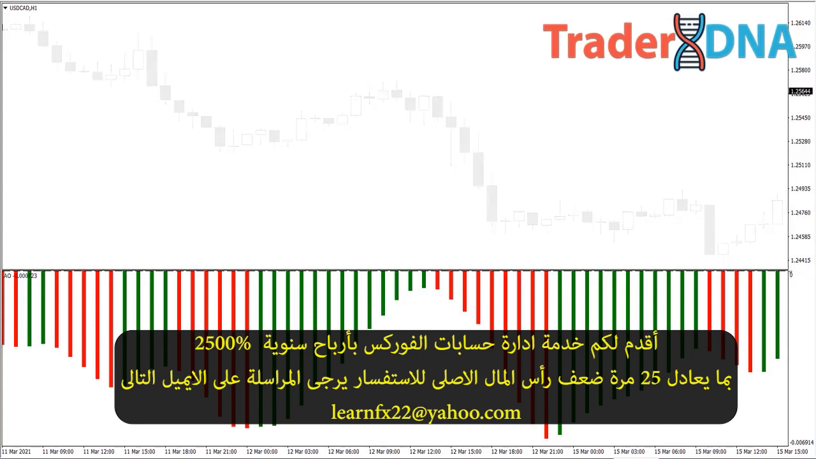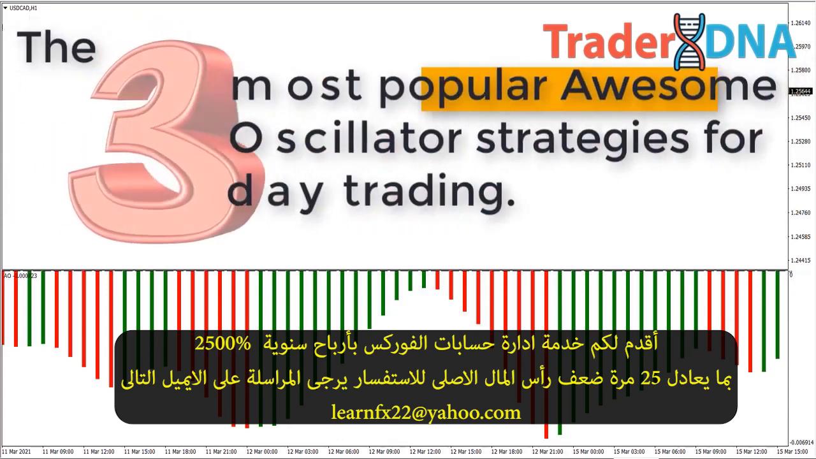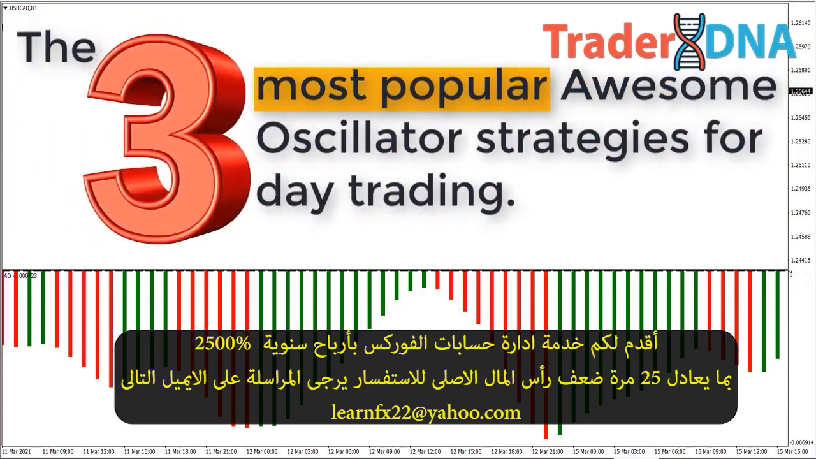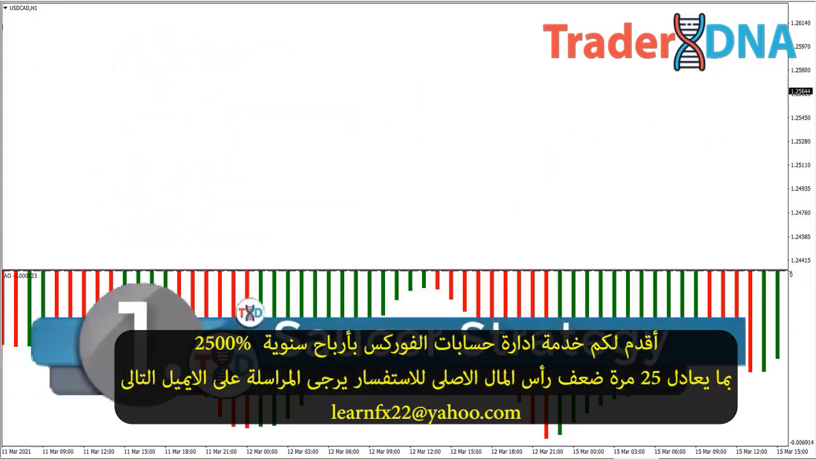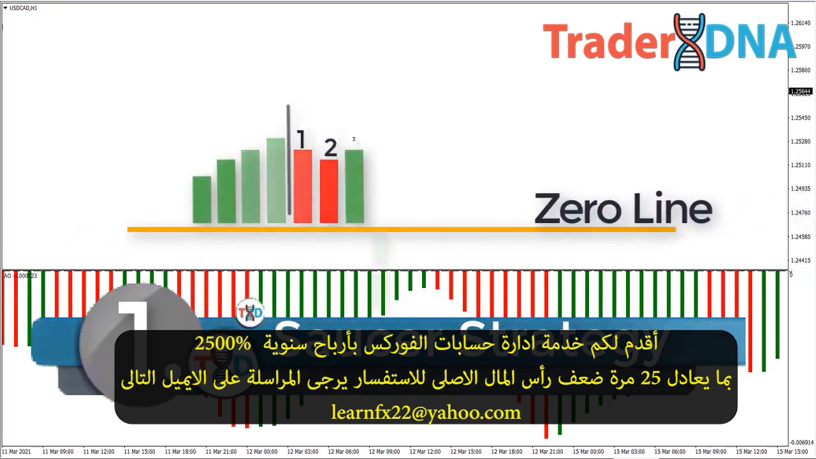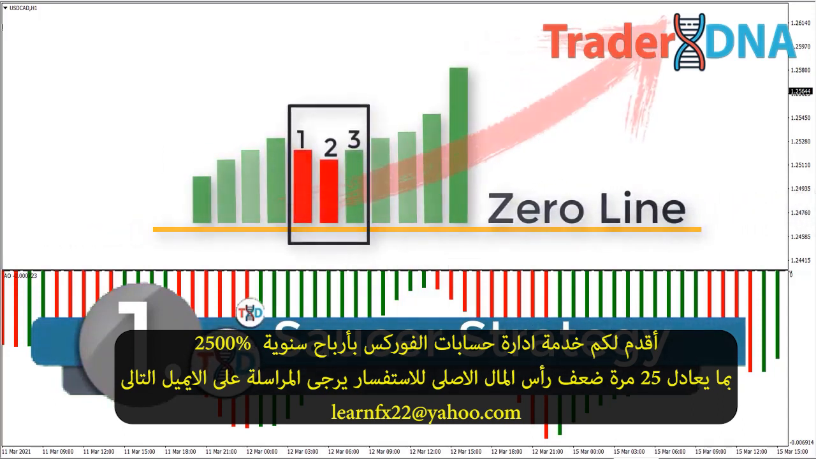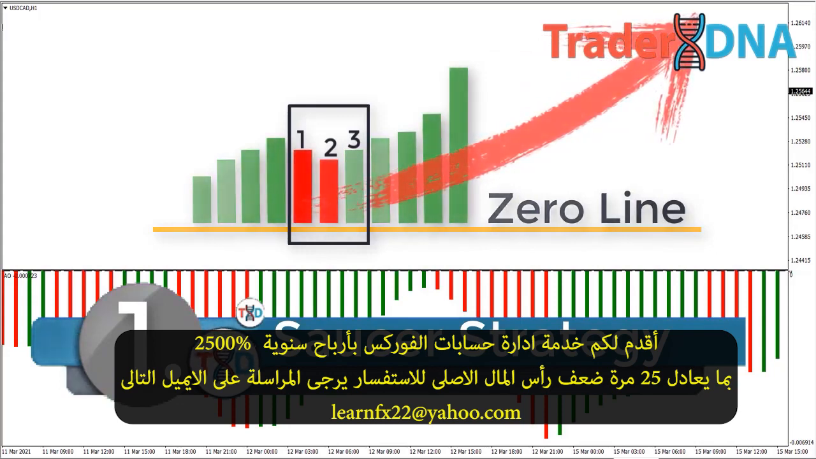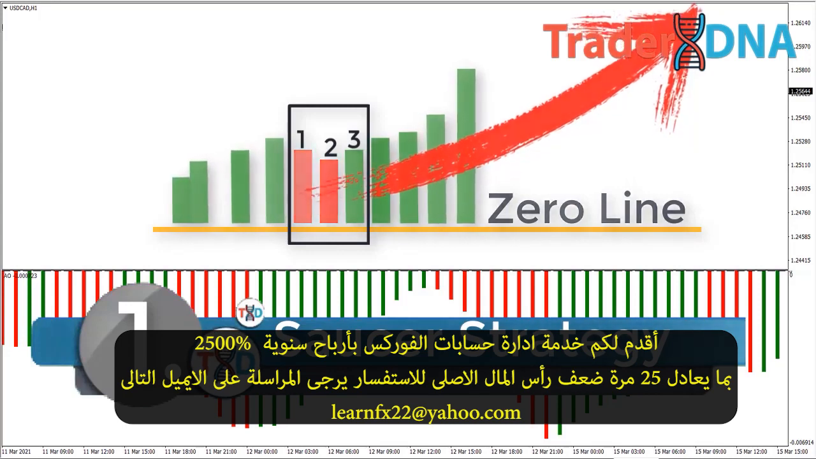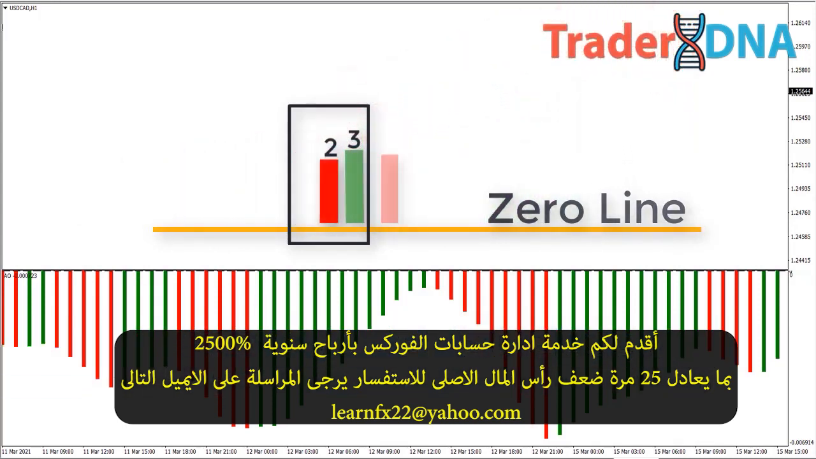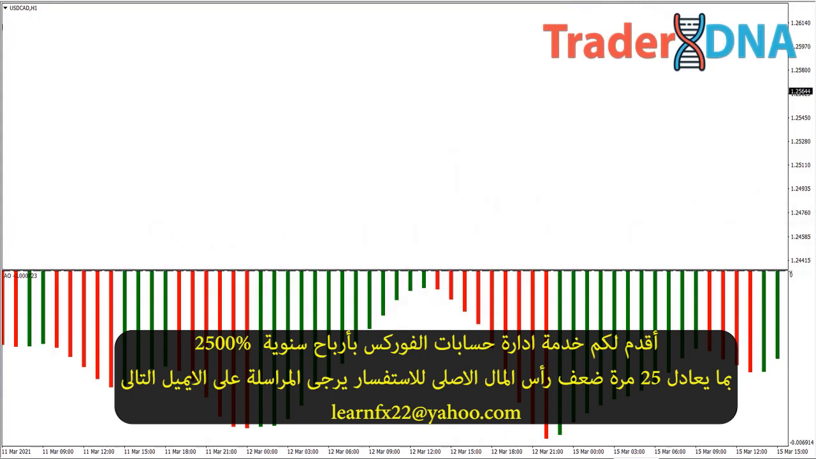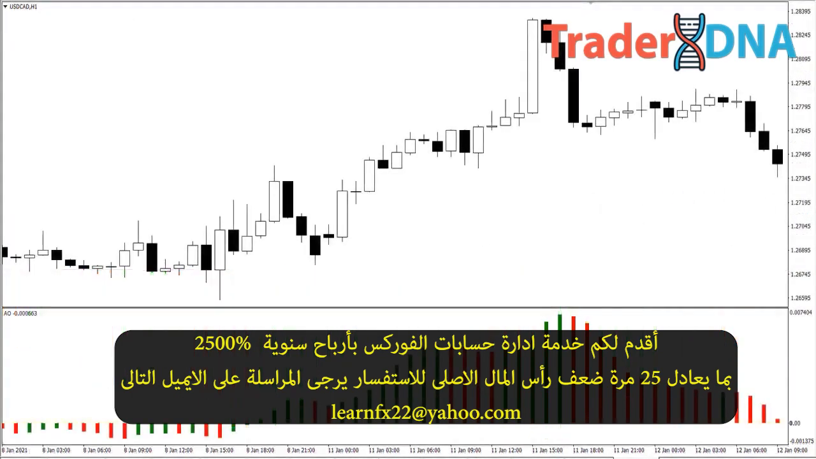And now, let's briefly cover the three most popular awesome oscillator strategies for day trading. Strategy number 1. Saucer strategy. The saucer trading strategy means that the trader is trying to find a specific setup of 3 consecutive bars on the histogram in order to detect a bullish or bearish signal. This strategy searches for quick changes in the momentum of the awesome oscillator histogram, all on the same side of the zero line.